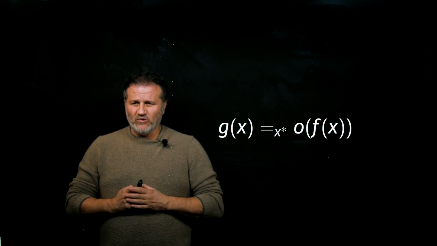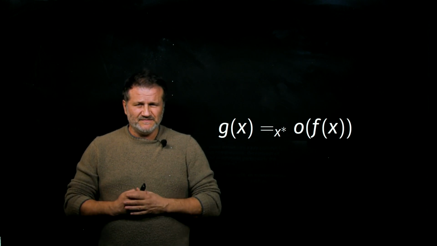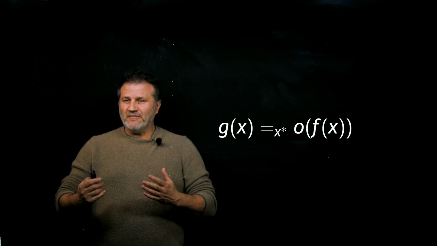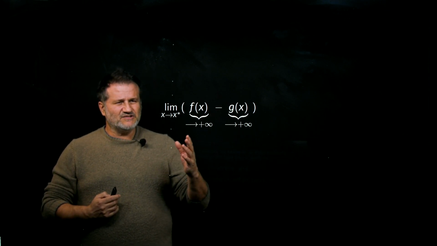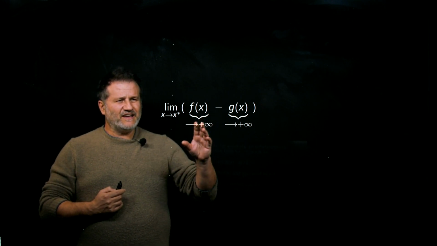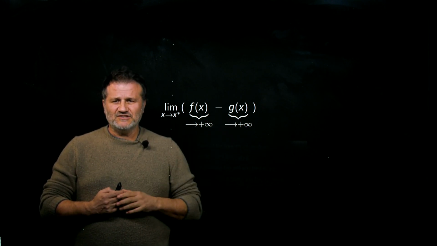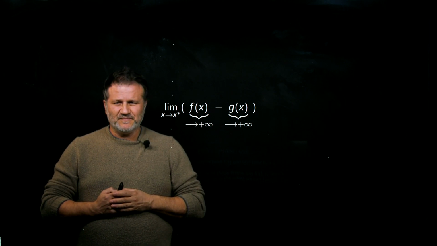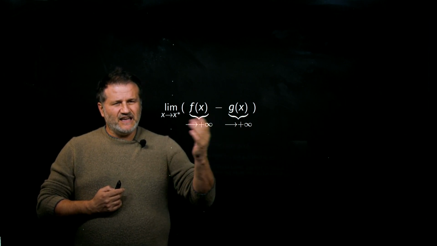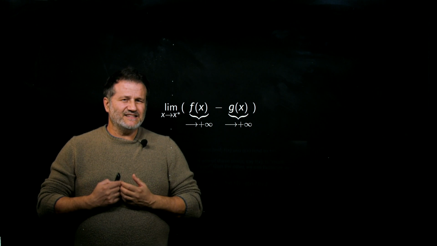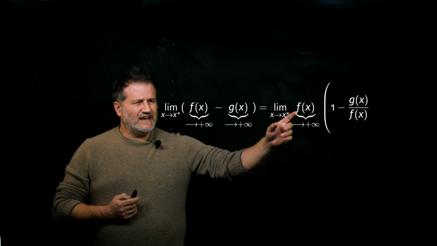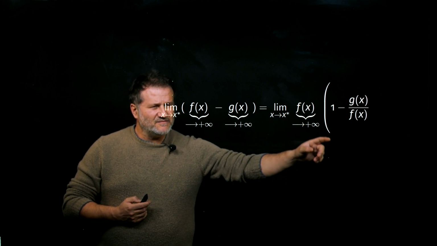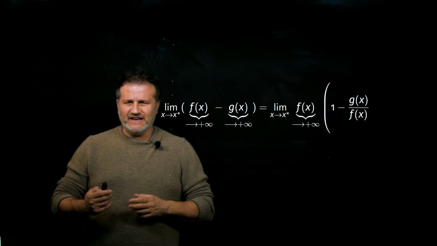of little o, a shortening for little order. Consider, for example, an indeterminate form of type plus infinity minus plus infinity, such as the limit for x going to a certain x star of f of x minus g of x, where both f and g tend to plus infinity. If one of these two terms, say f of x, is much larger than the other, we can factorize as follows, writing the limit as limit of f of x times 1 minus the fraction g over f.